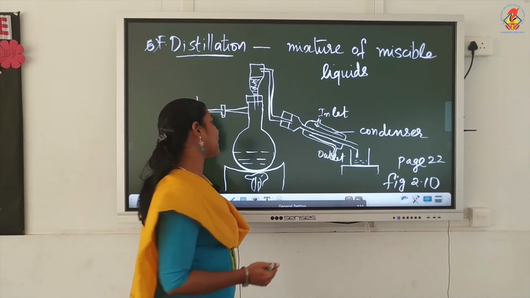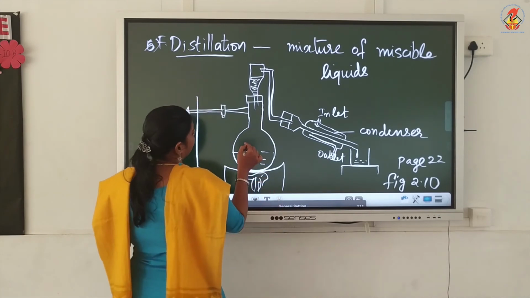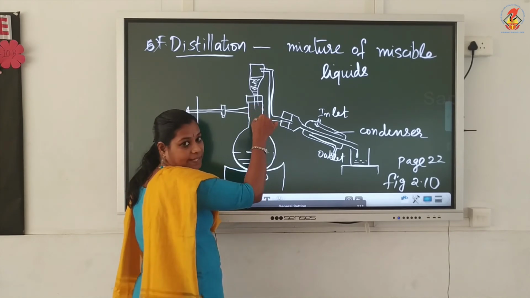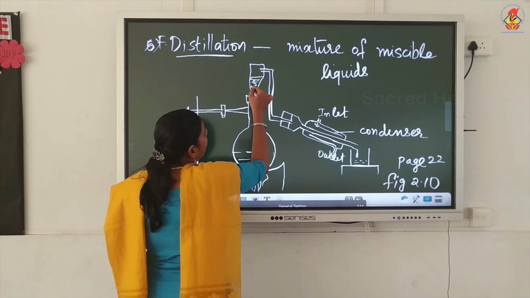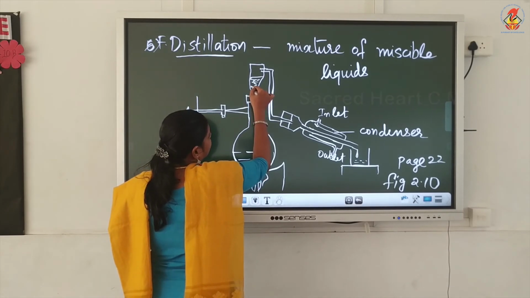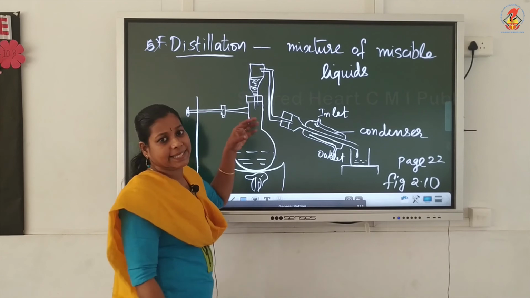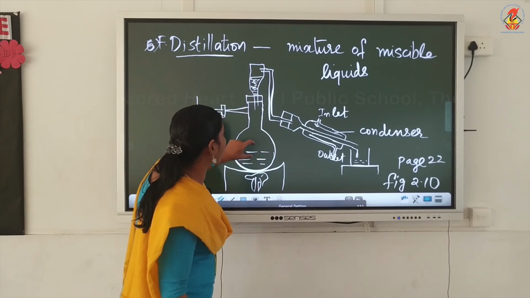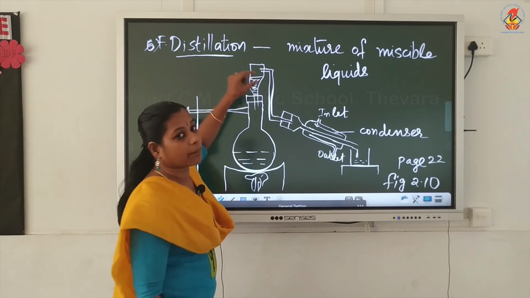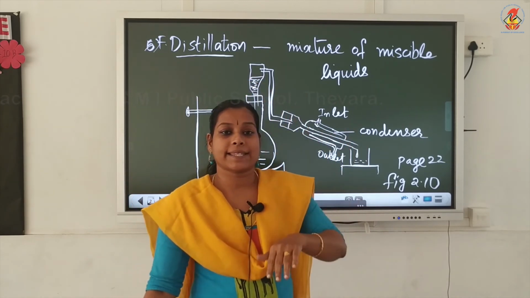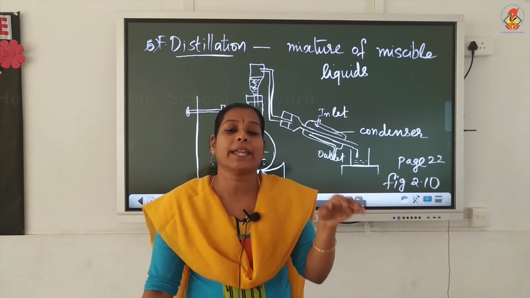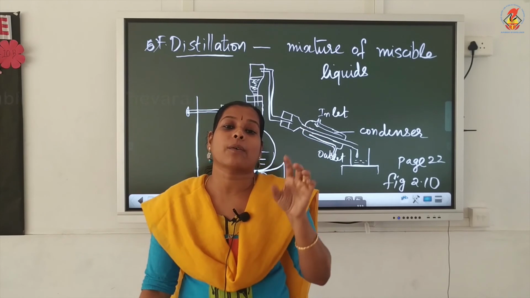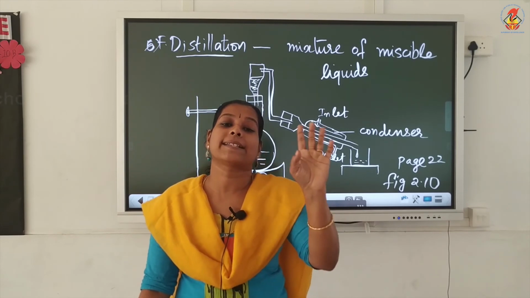The component which has a lower boiling point will evaporate first and go into the vapor, and when the vapor touches the beads, it will condense back. Again it will come up, and repeatedly it will be vaporizing and condensing, condensing and vaporizing. Because this process happens repeatedly, the chance of getting one component separately is maximum.